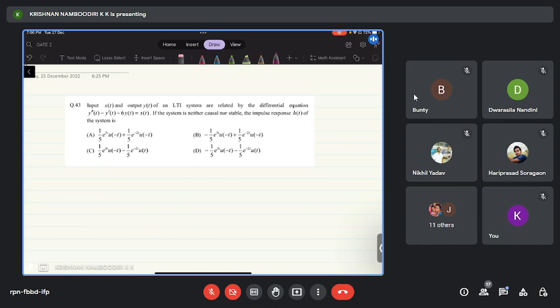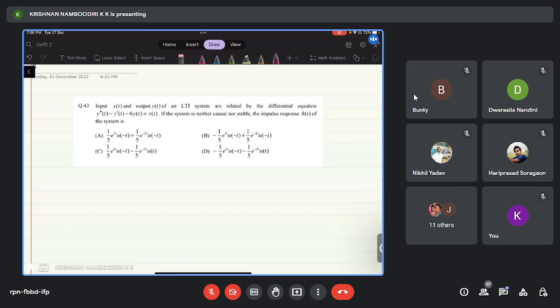Input x of t and output y of t of an LTI system are related by the differential equation y double dash of t minus y dash of t minus 6 times y of t equal to x of t. X of t is the input and y of t is the output.